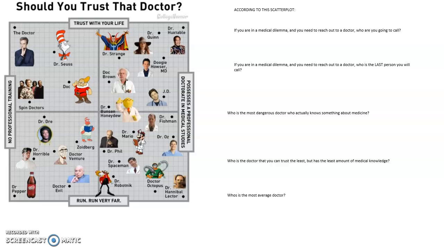So when I look at this horizontal axis, everybody that's on the left side has no professional training. And everybody on the right-hand side, on the farthest to the right, possess a professional doctorate in medical studies. So when we go left to right, the people on the far left side will have less medical experience. As we go to the right, they will have more medical experience. Now, when we go low to high, the people on the high end are people that, according to this chart, we should be able to trust with our lives. People down here, we should run very far away.